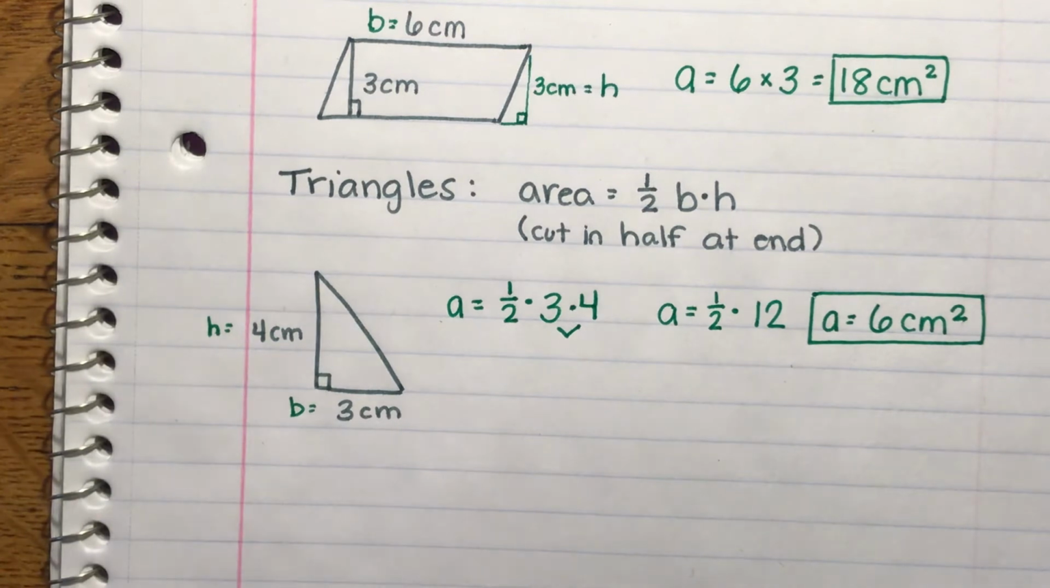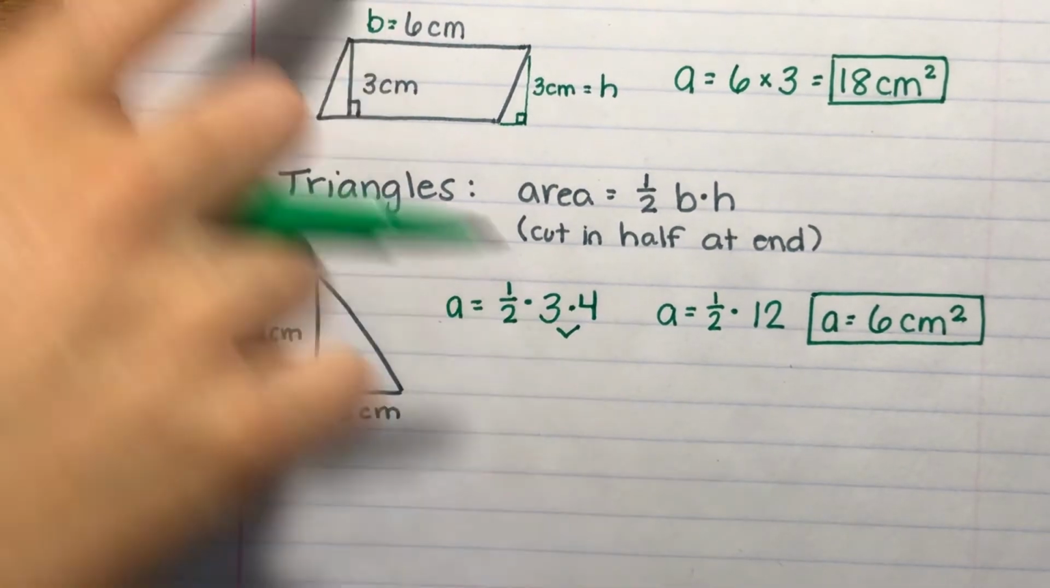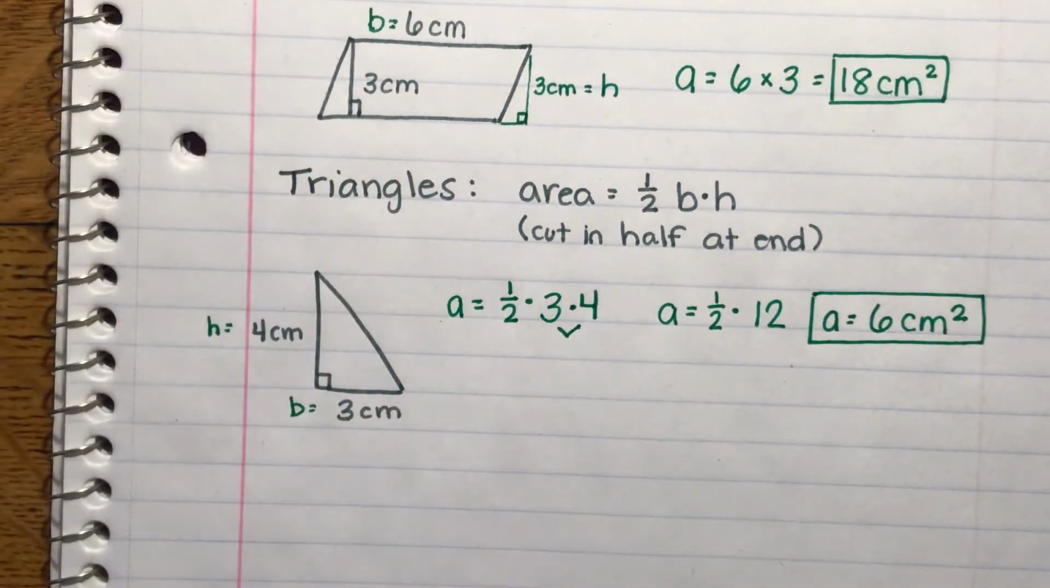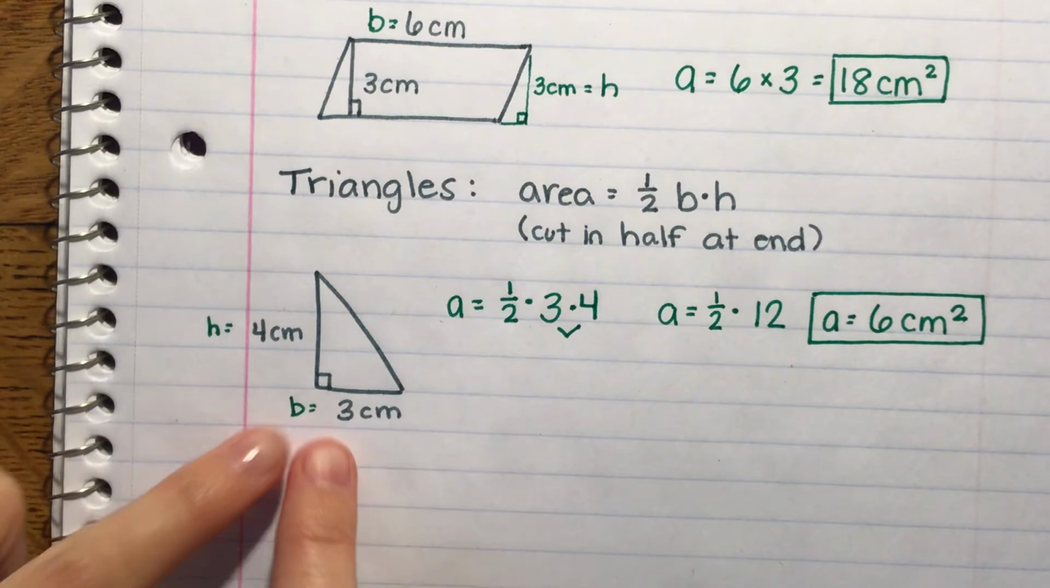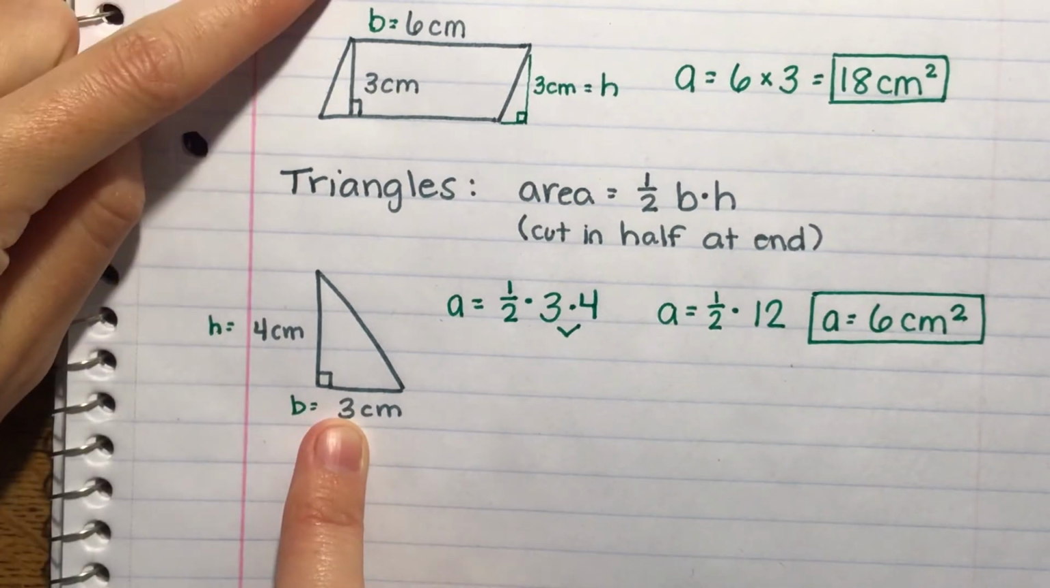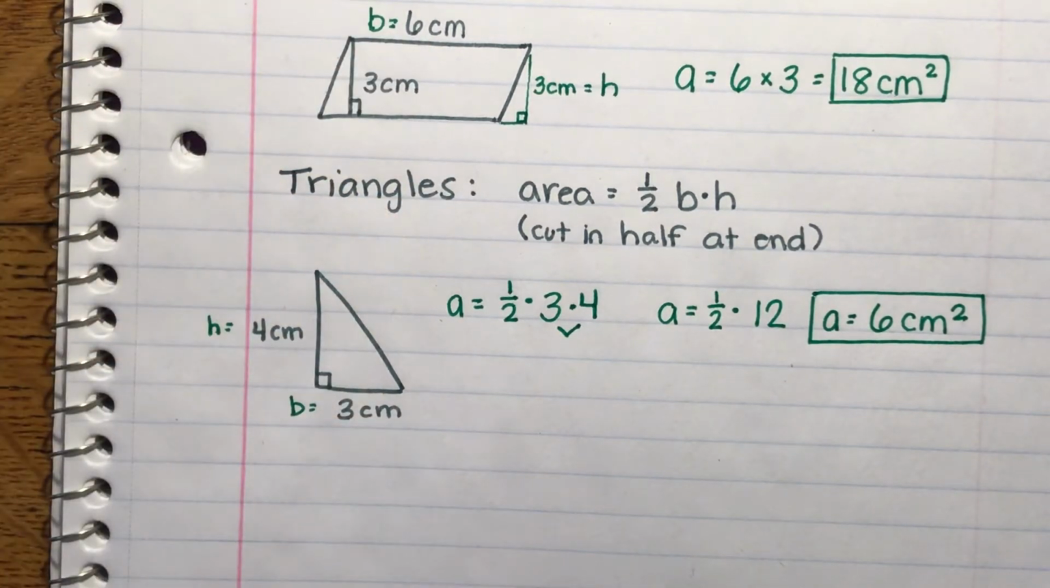Very similar to the parallelogram. Only difference is that I cut my answer in half, because a triangle is actually, if you put 2 triangles together, it would make a rectangle or a square or a parallelogram. All right, let's try one more.